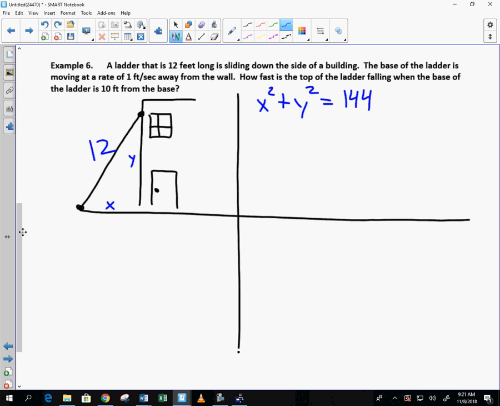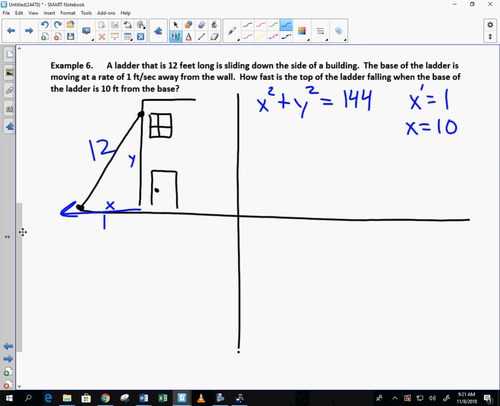What do we know? X prime. Why, Riley? Can you say more? Yeah, this is happening at 1. That's what it says, right? So x prime is 1. What else do we know? So which variable is that? X is 10. That looks like all the information we're given right now. What are we trying to find?